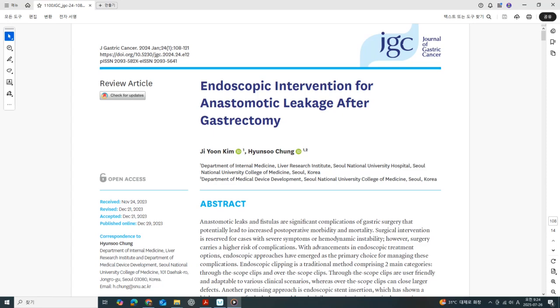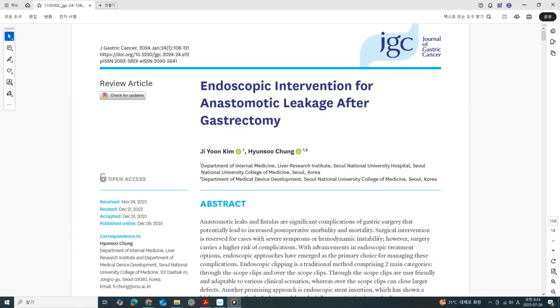We're taking a deep dive into something pretty critical in medicine. We're looking at endoscopic interventions for anastomotic leaks and fistulas after gastric surgery. So these are basically complications after stomach operations. Serious ones, actually. They can really affect how well a patient recovers. Significant issues. And the field is moving so fast, right? Incredibly fast, which is why staying updated is key.